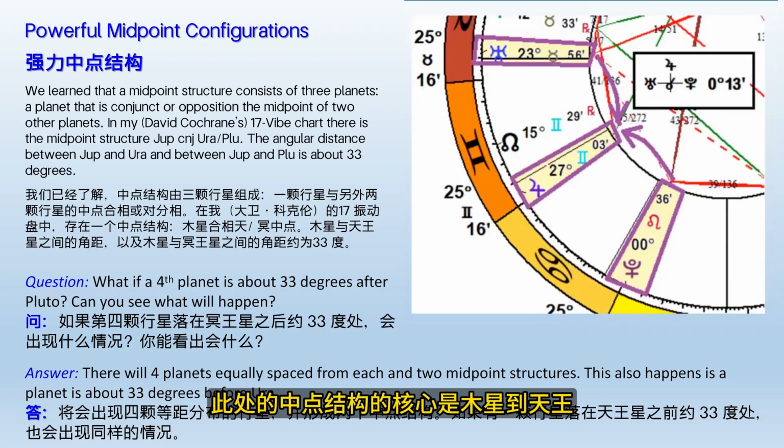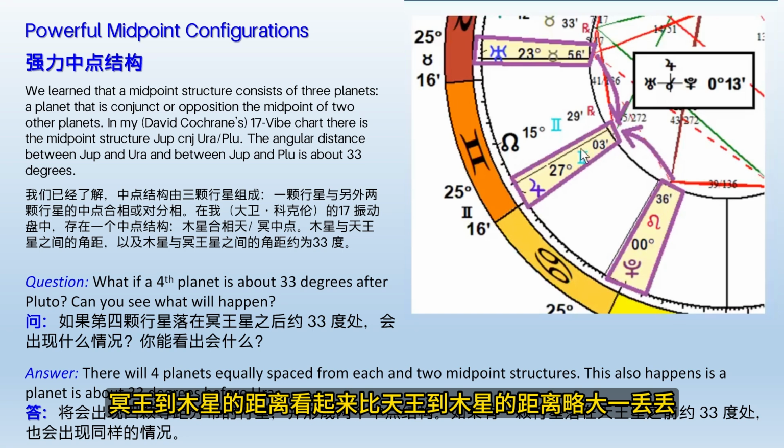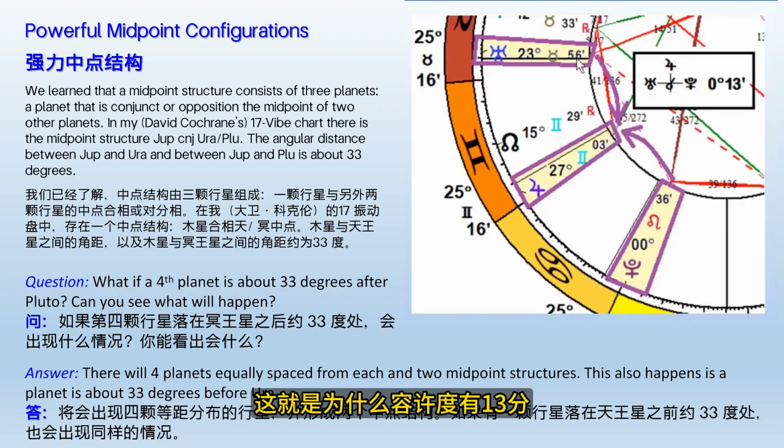powerful. And what's happening here with a midpoint structure is that, of course, the distance from Uranus to Jupiter for this particular midpoint and the distance from Pluto to Jupiter is about the same. That's what a midpoint structure is by definition. And in this case, it happens to be about 33 degrees. Let's see, from Uranus to Jupiter is a little more than 33 degrees. And from Jupiter to Pluto is also a little bit more than 33 degrees. The angle from Jupiter to Pluto is a little bit bigger than the distance from Uranus to Jupiter, and that's why there's an orb of 13 minutes.